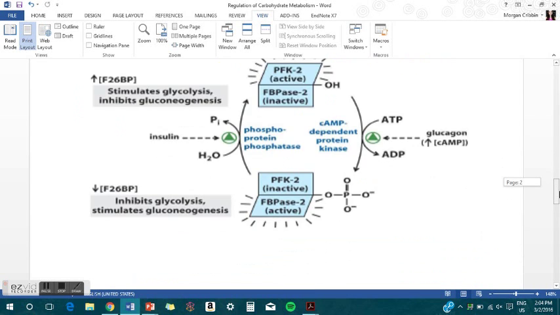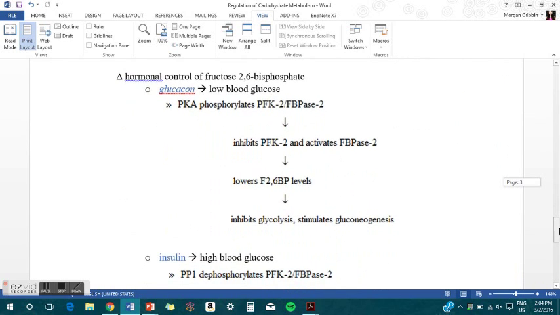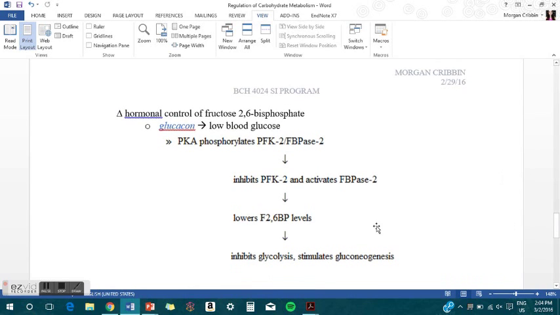Okay, so this is where the hormonal control of the fructose 2,6-bisphosphate comes in, and this is just nice to see the flow of it. A lot of the questions that you're going to be asked on the test are going to be asking you about the flow of what gets phosphorylated and what activates what, and go through the chain of each process. So this is a good way to connect it all.